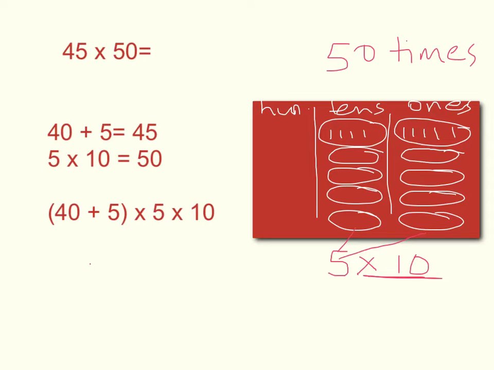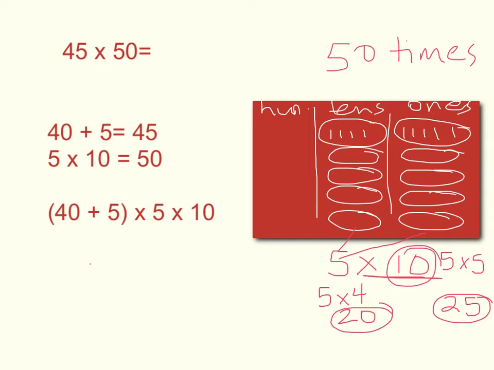How many tens do we have? We had 5 groups of 4. So 5 times 4 is 20. So we have 20 tens. For the ones, we had 5 groups of 5. So 5 times 5 is 25. Now, we have 20 tens, 25 ones.